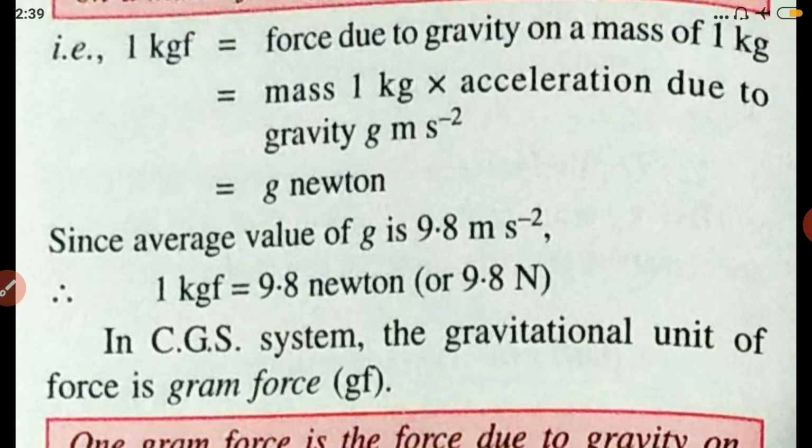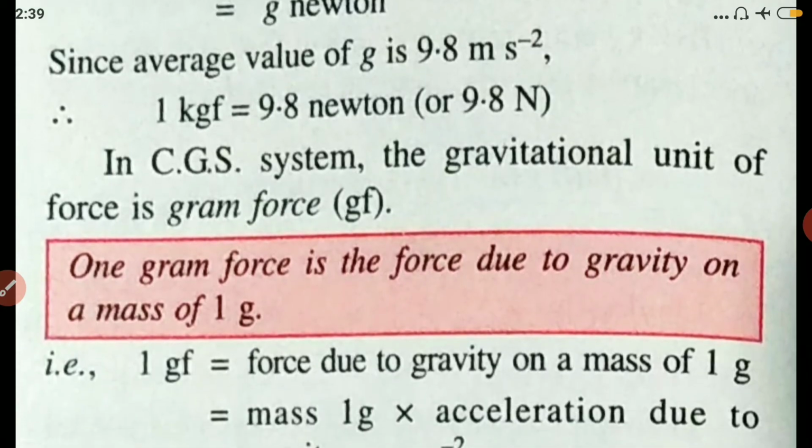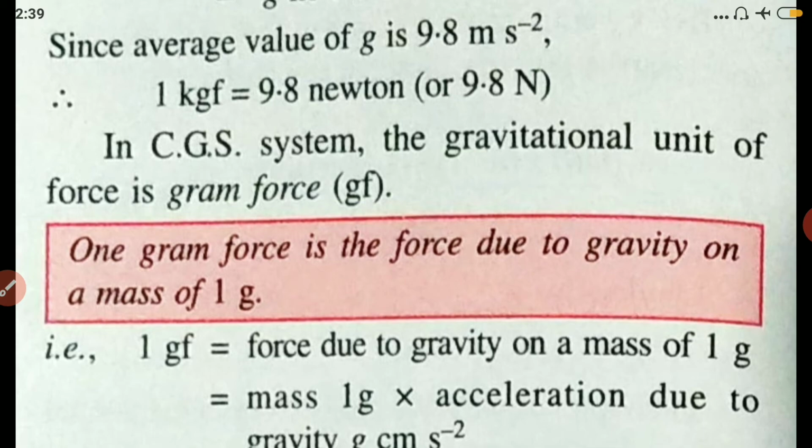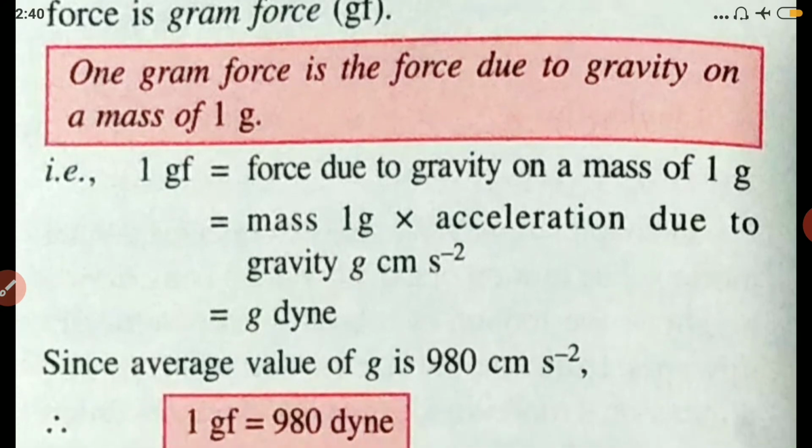In the CGS system, the gravitational unit of force is gram force. 1 gram force is the force due to gravity on a mass of 1 gram. That means if you are holding a mass of 1 gram on your palm, then you will feel a force of 1 gram force. That is, 1 gram force equals the force due to gravity on a mass of 1 gram, that equals mass 1 gram multiplied by acceleration due to gravity. Suppose it is g centimeter per second square. Then 1 gram force will equal g dyne. Again, g is the value for the acceleration due to gravity of a place. It can be 10, 100, 1000 depending upon the place. Here place means from planet to planet.